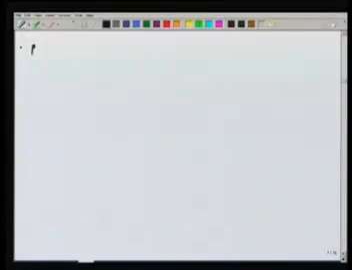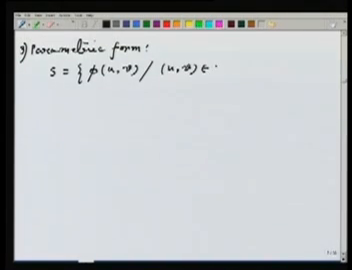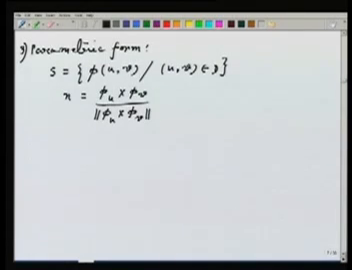Then comes the third case, the parametric form. So if the surface is given by a parametrization, then n is given by the cross product formula. We know how these formulas come.